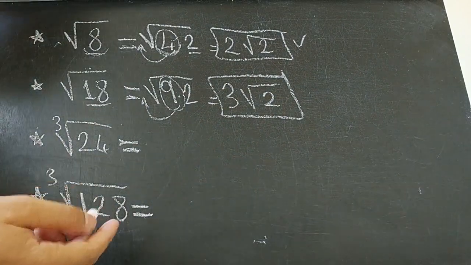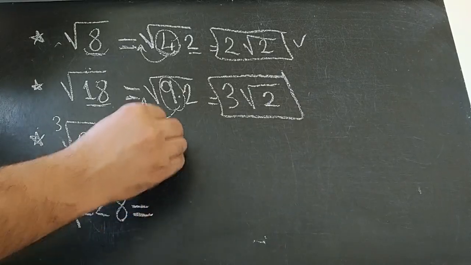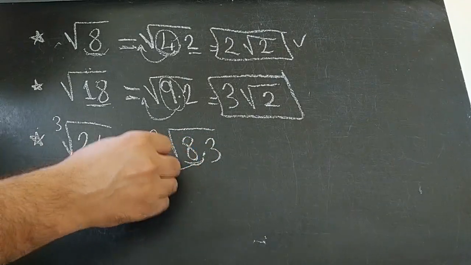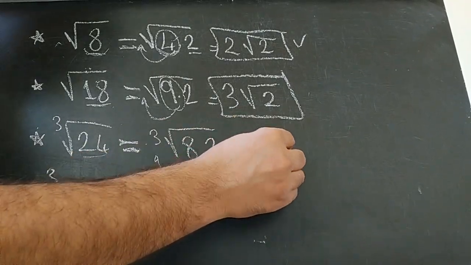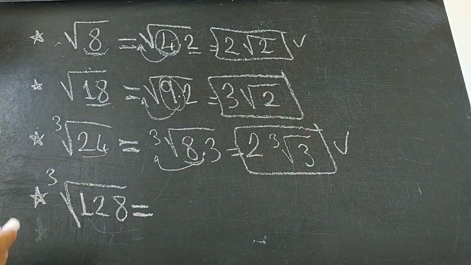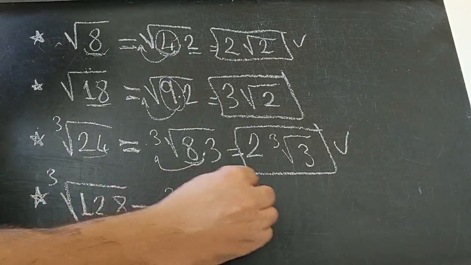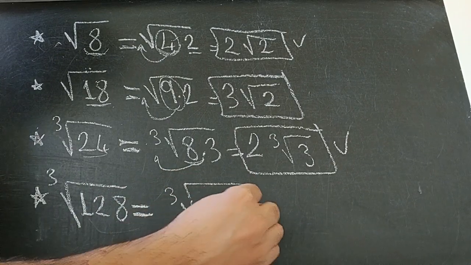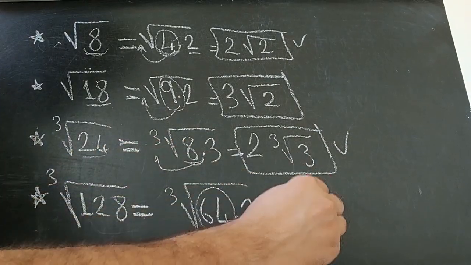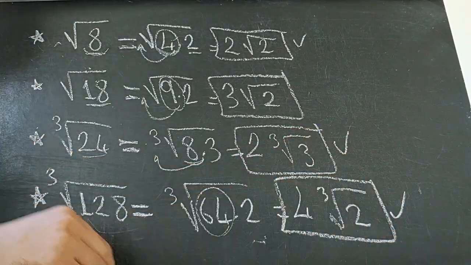Same story for the cube root of 24. This one is going to be cube root of 8 times 3. 8 is the cube of 2, will come out as 2. It will be 2 cube root 3. And for cube root of 128, 128 is 64 times 2. 64 is the cube of 4, will come out as 4. 4 cube root 2 will be your answer.